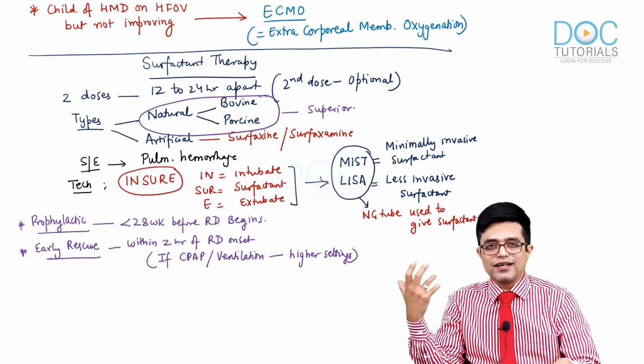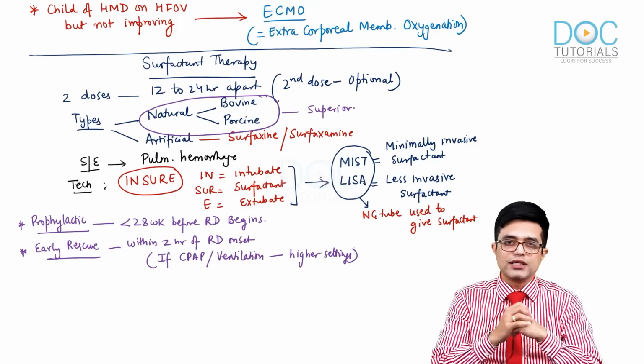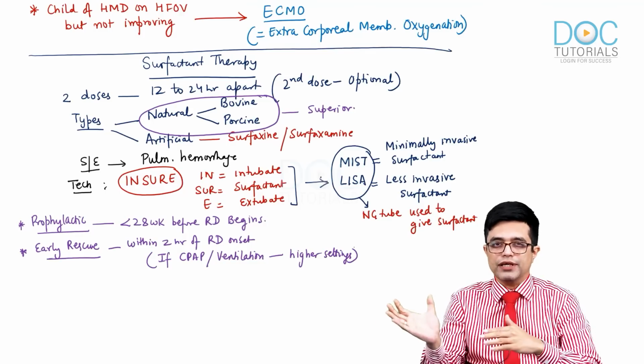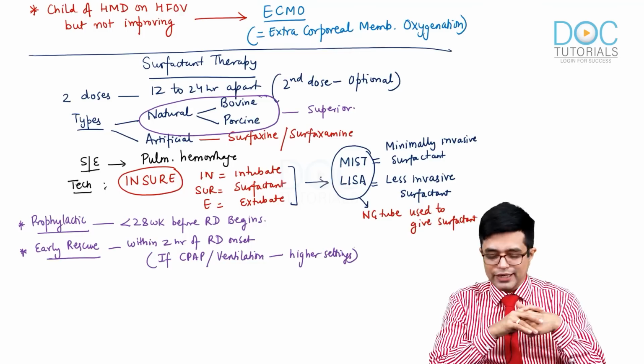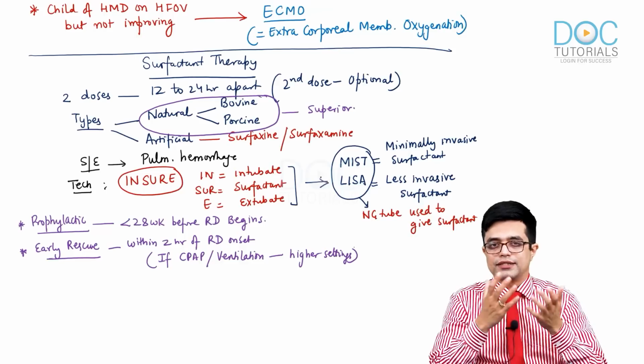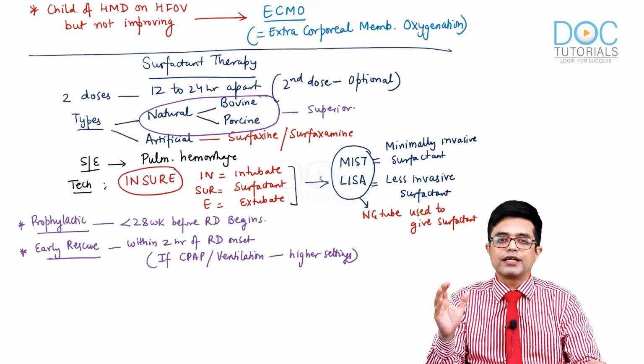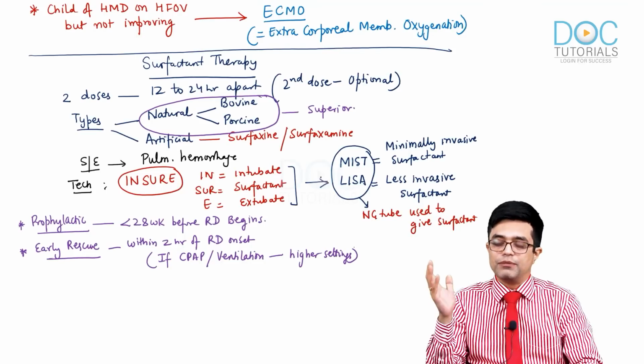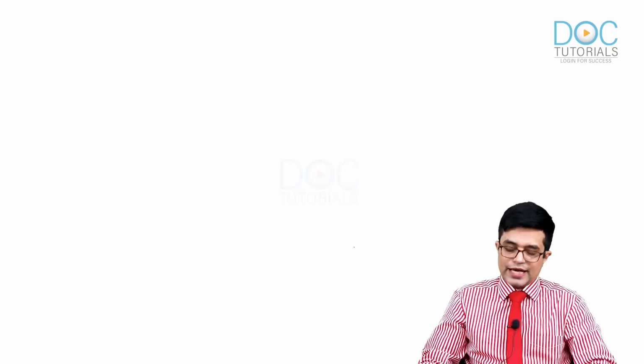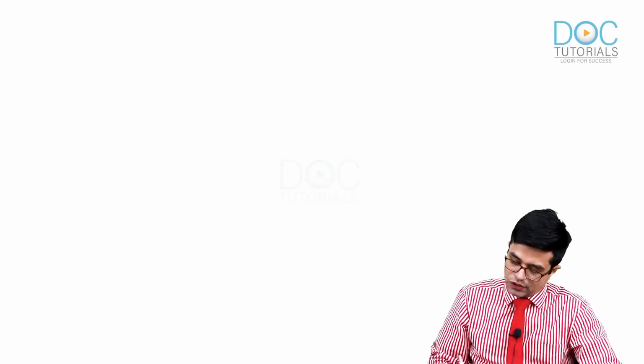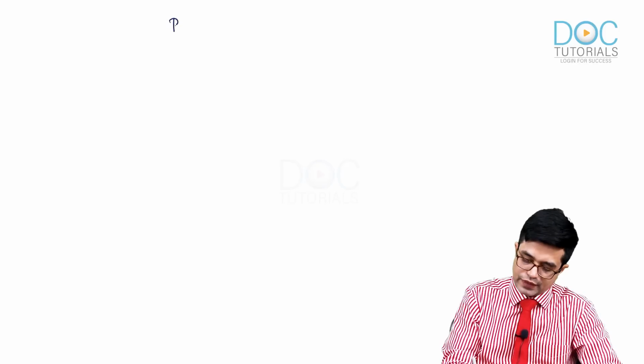The third variety is late rescue, which is given beyond 2 hours. It is considered to be the most inferior way. But rather than not giving at all, late rescue can also be done in selected settings. So this is regarding the surfactant therapy, the things which are mentioned in protocols and you need to understand. Next, we move to the prophylaxis or prevention of HMD.